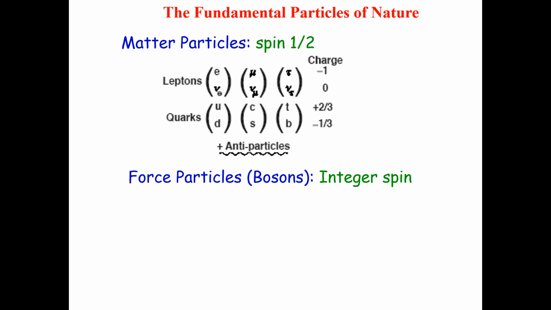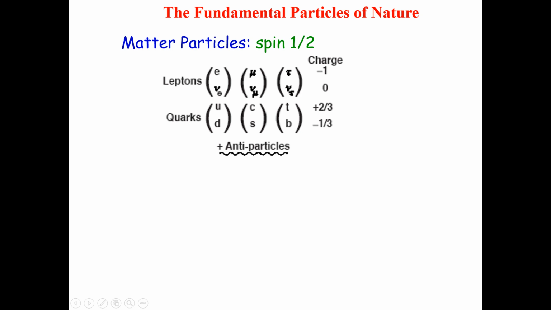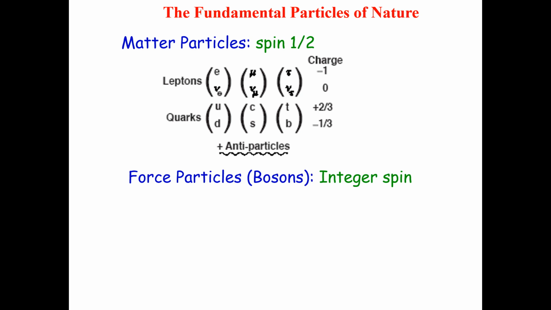We also have the force particles. The leptons and quarks are called matter particles. Why matter particles? Because they constitute different types of matter, and all of these leptons and quarks have spin 1 by 2. That's why we also call them fermions. There are also some particles which we call force particles, and those force particles have integral spin. I mean, they have a complete spin, that is 1 or 2 or 3 or 4 and so on.